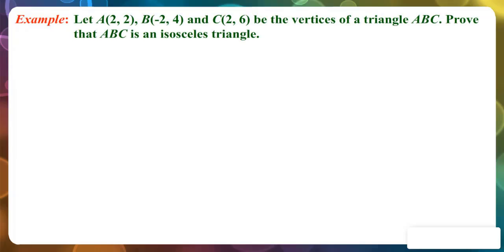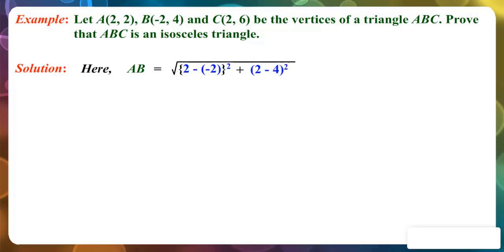Let's take the next example. Let A (2, 2), B (minus 2, 4), C (2, 6) be the vertices of a triangle ABC. Prove that ABC is an isosceles triangle. Let's solve this. Here AB is equal to under root (2 minus minus 2) whole square plus (2 minus 4) whole square, which is equal to under root 4 square plus 2 square, which is equal to under root 20, which is equal to 2 root 5.